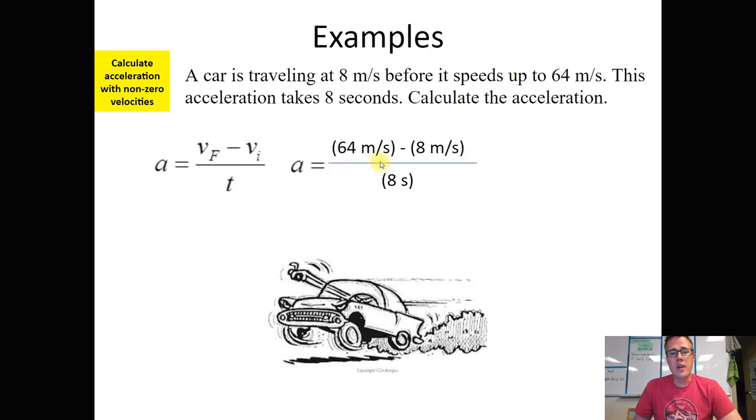So in this example, they said that it got up to 64, so that was the velocity final. And it started at the beginning of the story at 8, and it took 8 seconds. So we're going to do 64 minus 8 divided by 8, and that is going to give us 7 meters per second per second. In other words, this car was adding 7 to its velocity every single second as it sped up.